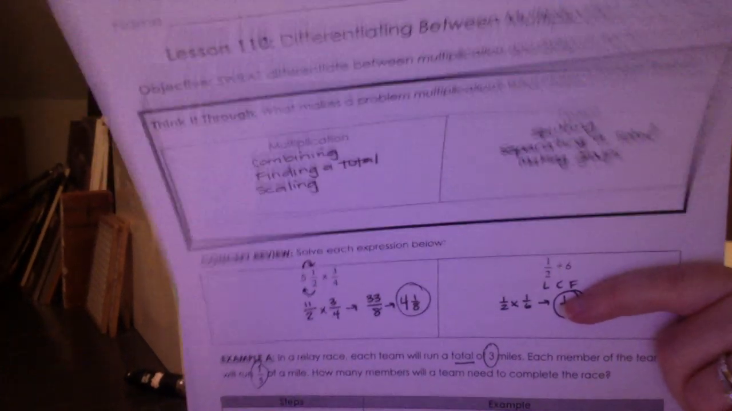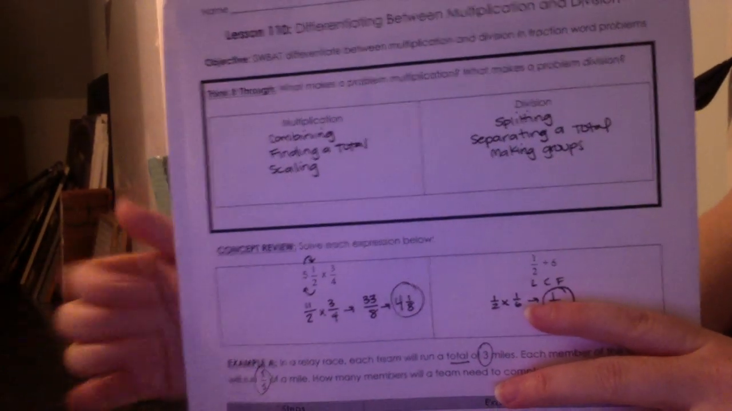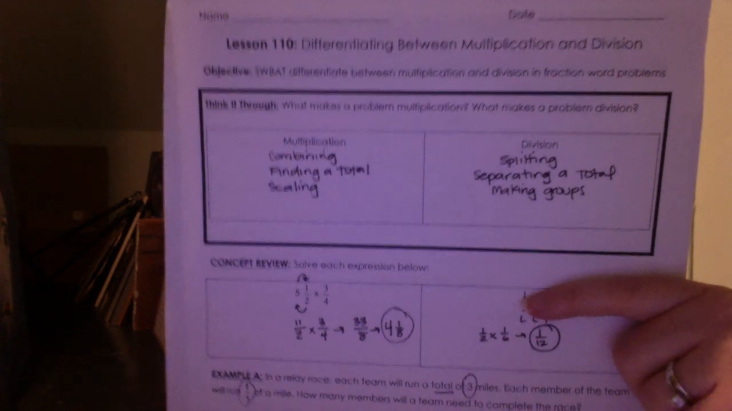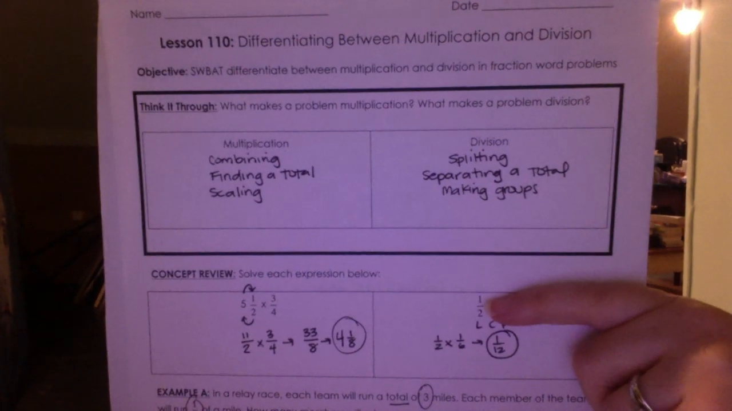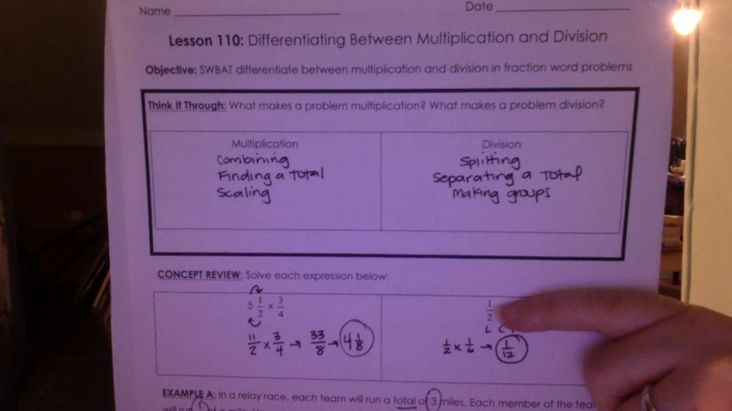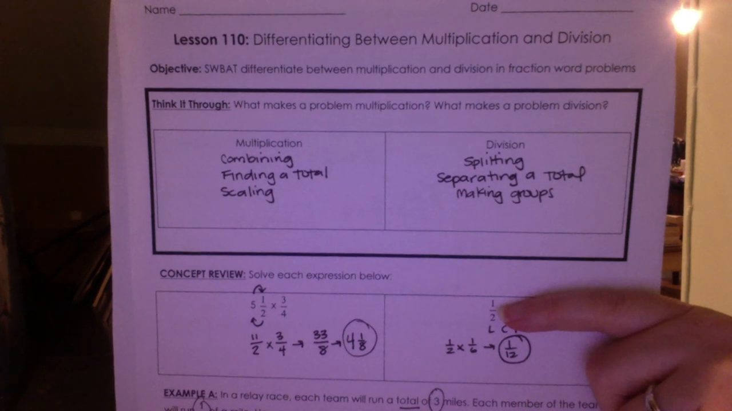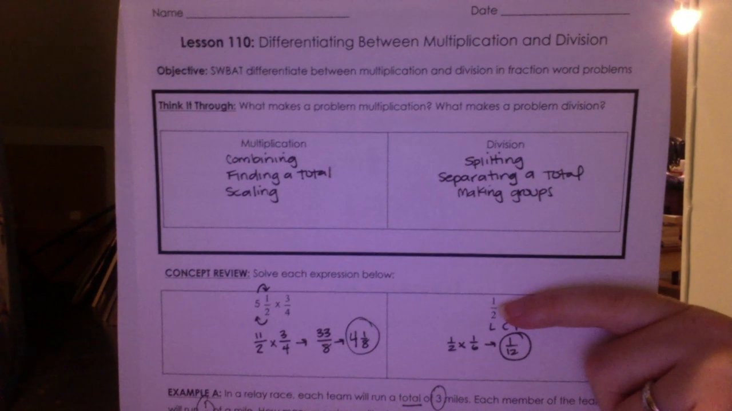So today you are differentiating between multiplication and division in word problems. Sorry, I'm trying to get this straight. So really the biggest difference here is understanding what you're trying to find and then deciding what operation that is. This is reviewing something that we've been talking about almost all year. So what makes a problem multiplication?